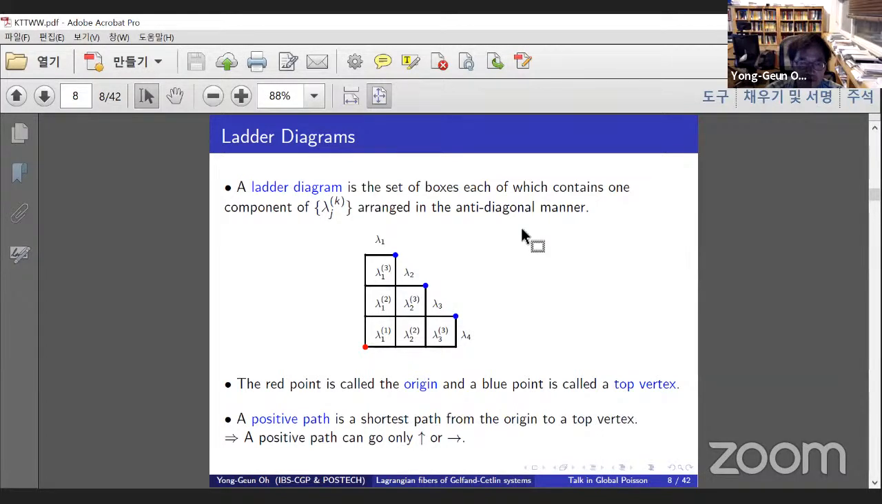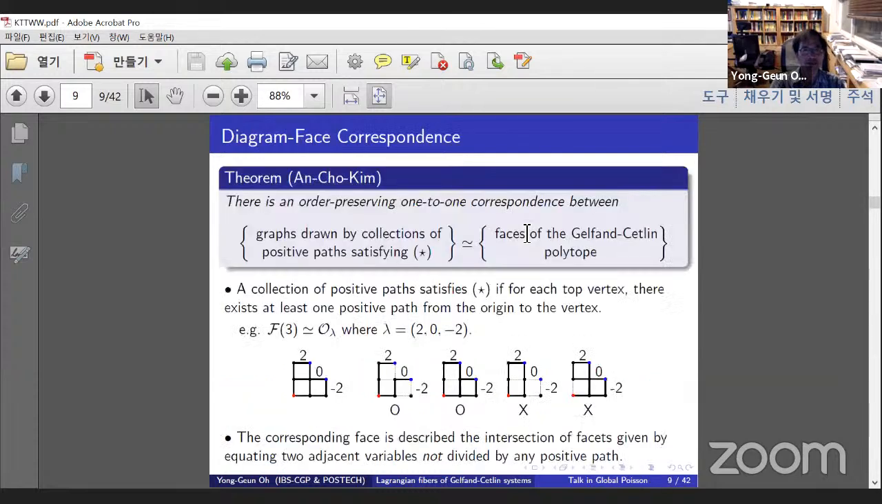And then the important notion is the positive path. A positive path is a shortest path from the origin to one of these top vertices. By definition, a positive path can go either upward or to the right-hand side. And this is a theorem by An, Cho and Kim: there is an order-preserving one-to-one correspondence between the graphs drawn by collections of positive paths satisfying those conditions and the faces of the Gelfand-Cetlin polytope. So each graph corresponds to one face of this polytope.